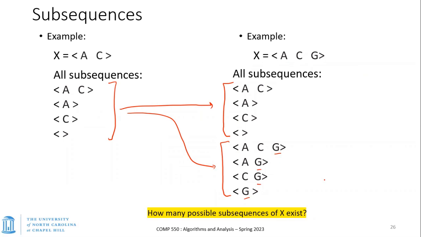Now you can see, how can we actually figure out how many subsequences there are? The question is, how many possible subsequences of X exist if X has a length of size M? X's size is M.